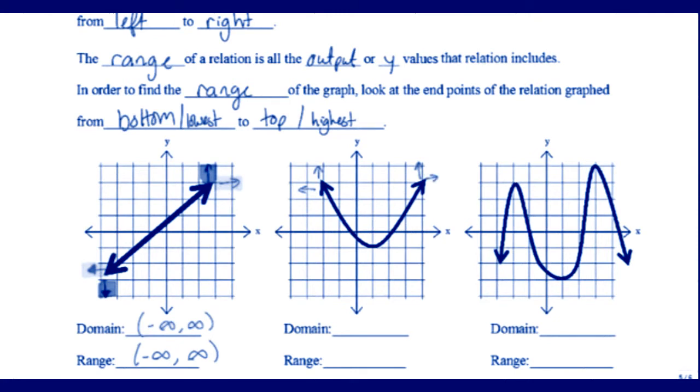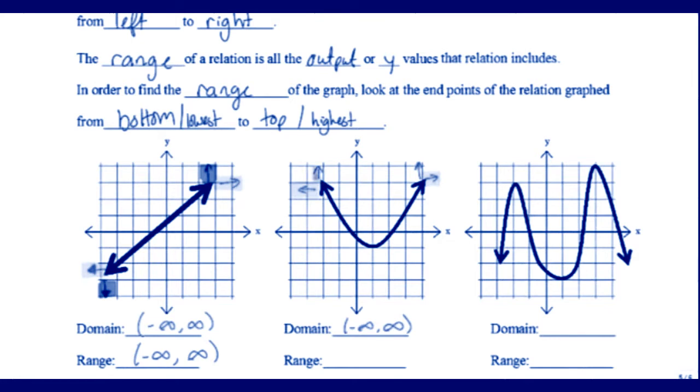To look for my domain, I am looking for how far left can my function go and how far right can my function go. Well, this arrow here tells me my function goes forever left, and this arrow here tells me my function can go forever right. So my domain is negative infinity, comma, positive infinity.